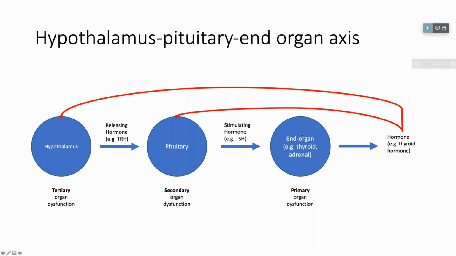So again, primary is end organ, secondary is pituitary, tertiary is hypothalamus. Only for the HP end organ axis, right? If I say something is secondary, like hypertension secondary to something, I don't mean it's in the pituitary. That really is a general source. It could be from something general. But secondary is a very different meaning when it comes to endocrinology.